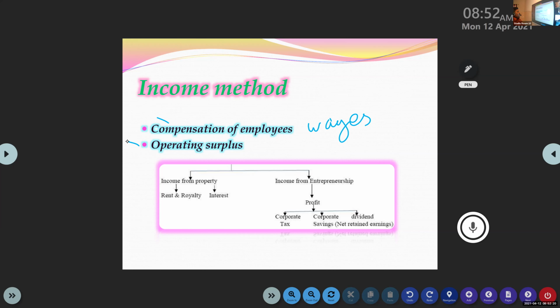Clear or not? So what do you mean by operating surplus? What is that operating surplus? Simply speaking, the remuneration.